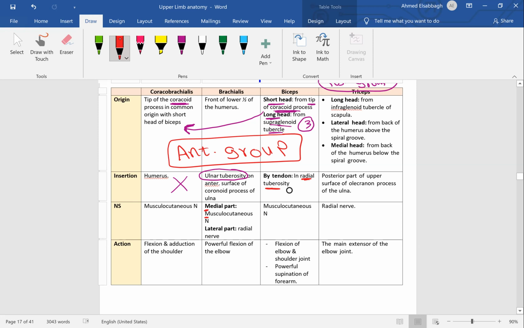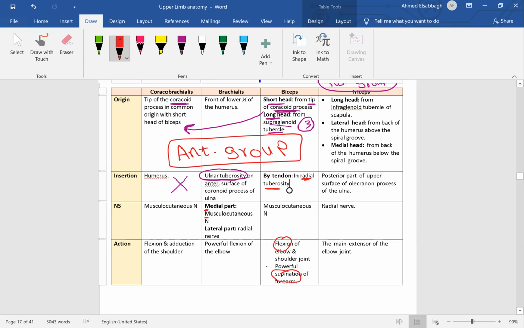The action, just know the action of biceps, which is flexion of the elbow and supination. We have two muscles causing supination of the forearm, biceps and the supinator.